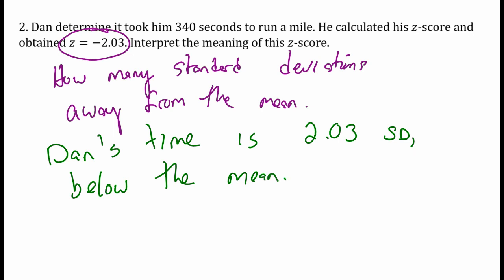That negative means he's below the mean, which is actually good when we're talking about running times because you want your time to be smaller. So Dan's time is 2.03 standard deviations below the mean. The mean is our center. Dan's score here is about 2 whole standard deviations less than that, which means he ran pretty fast.